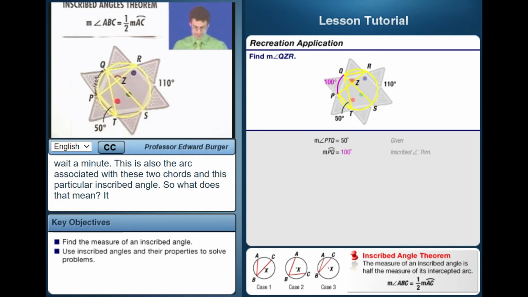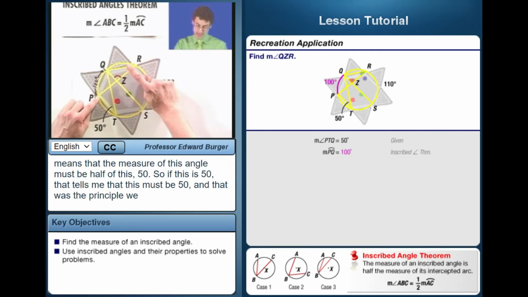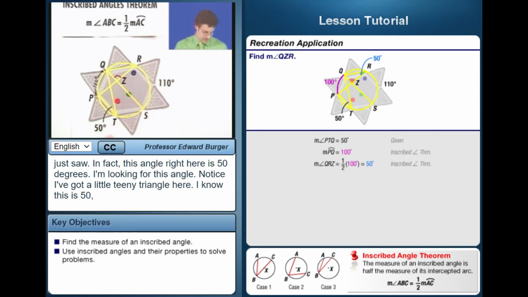But wait a minute. This also is the arc associated with these two chords and this particular inscribed angle. So what does that mean? It means that the measure of this angle must be half of this, 50. So if this is 50, that tells me that this must be 50, and that was the principle we just saw. So in fact, this angle right here is 50 degrees. I'm looking for this angle.